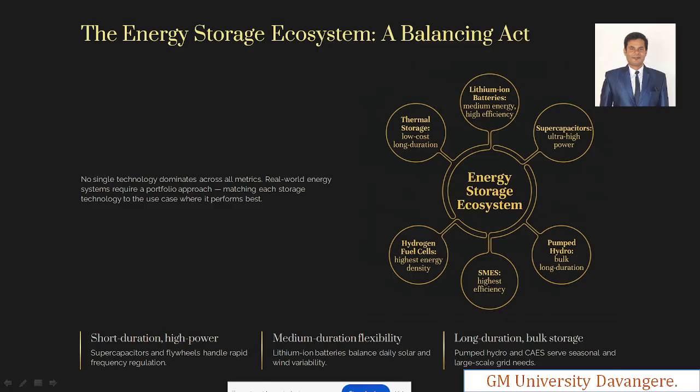When you talk about long durations and bulk storage, if you want a very long time and an enormous amount of storage, we should go for pumped storage. We can go for compressed air storage also. We can go for pumped hydro also, especially in small scale grids, that is microgrids, wherever it is required, right?